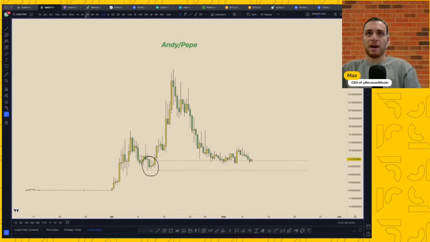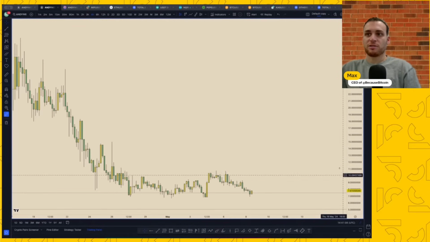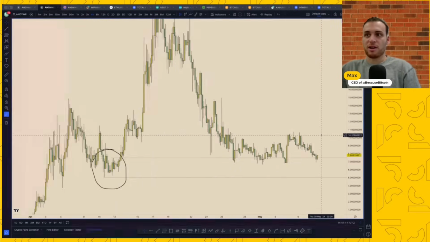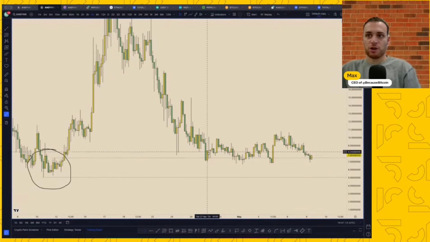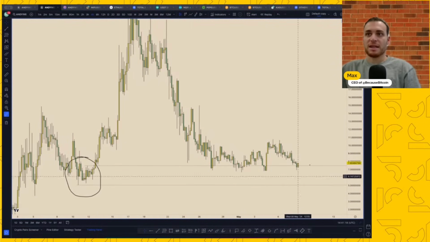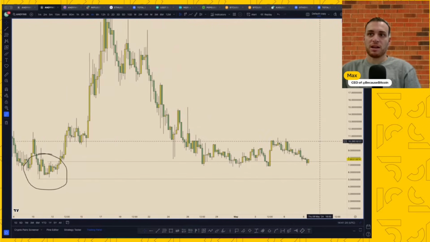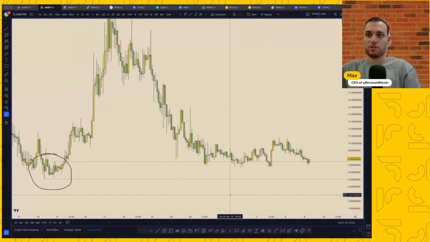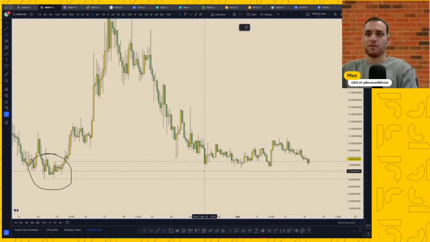We have now come back numerous times. See these lines marked right here. We are just consistently churning and chopping and holding these lows, right on top of previous demand. That tells me that there is smart money identifying that, hey, this is your level to accumulate Andy versus Pepe.